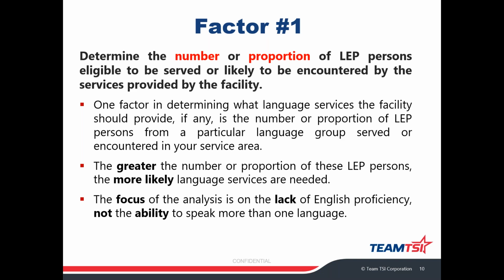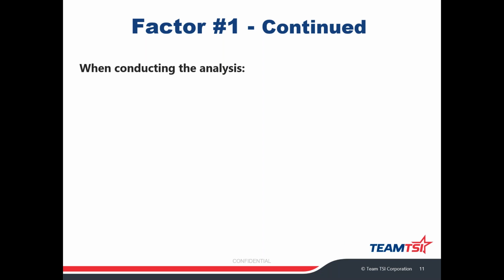But the focus of the analysis or the focus of the assessment is on the lack of English proficiency, not the ability to speak more than one language. What the rules talk about is that the ability to speak more than one language does not mean that one can read, speak, write, or understand the English language. So the critical factor in this assessment is their lack of English proficiency. So that's the key factor. Handout number 4 that we'll look at is your top 15 languages spoken by state. So it's going to provide you with some information to help you determine the number, but that's the first factor that we have to look at.